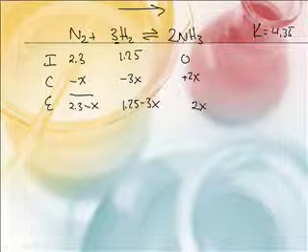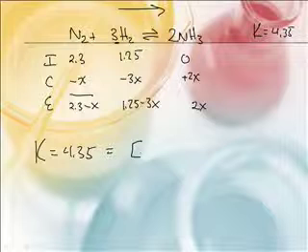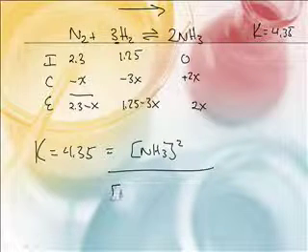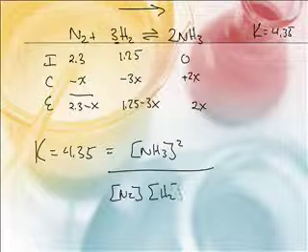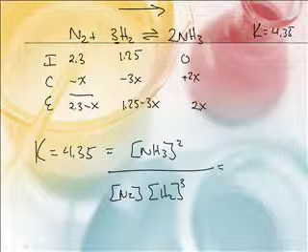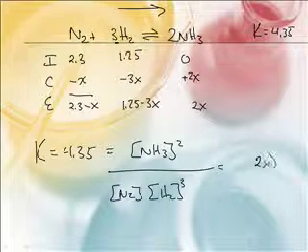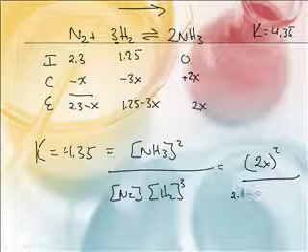Now my K value, I think this is a Kc, is 4.35, and that's equal to the concentration of NH3 squared over the concentration of nitrogen times the concentration of hydrogen cubed. Now if I plug that in mathematically, that'll be 2x squared over 2.3 minus x times 1.25 minus 3x cubed.